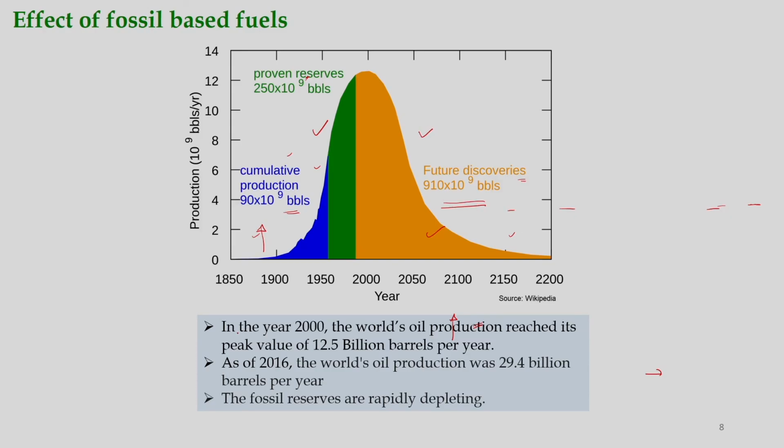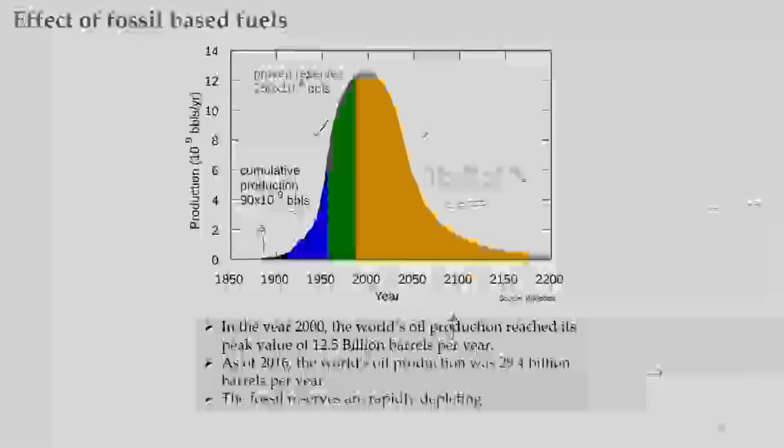Okay? In the year 2000, the world's oil production reached a value of 12.5 billion barrels per year. As of 2016, the world's oil production was 29.4 billion barrels per year. So, these fossil fuel reserves are rapidly depleting, which we really need to understand.